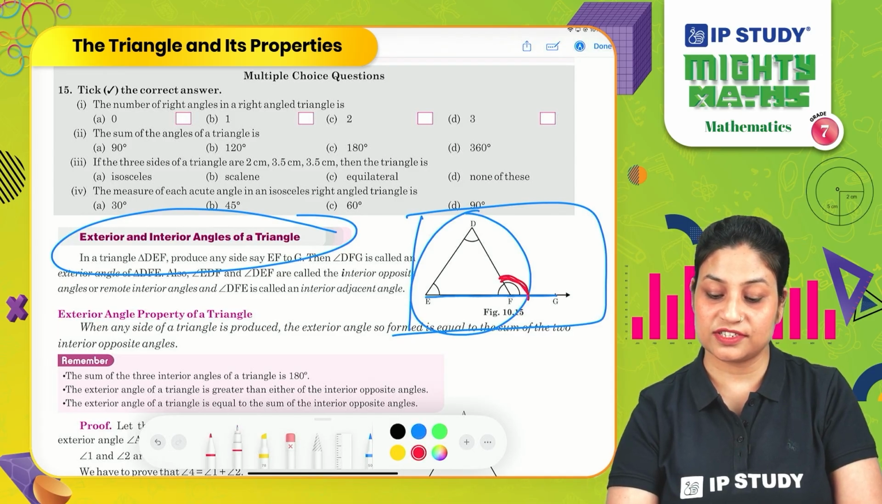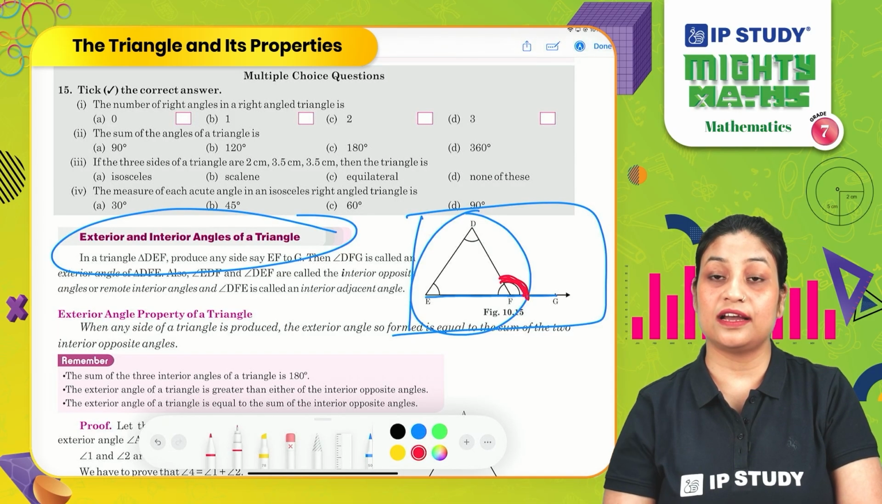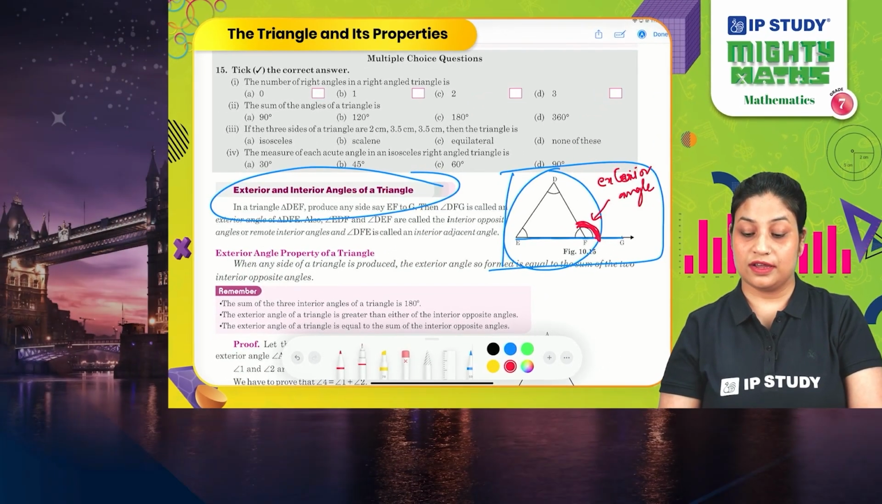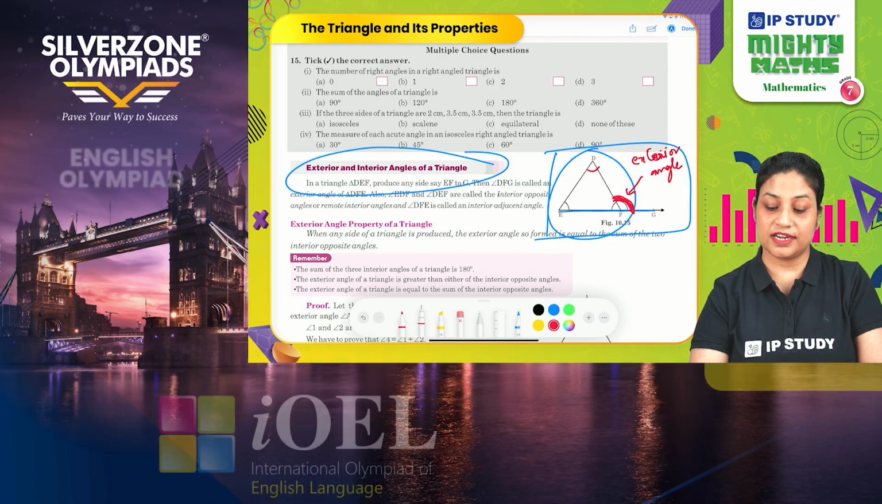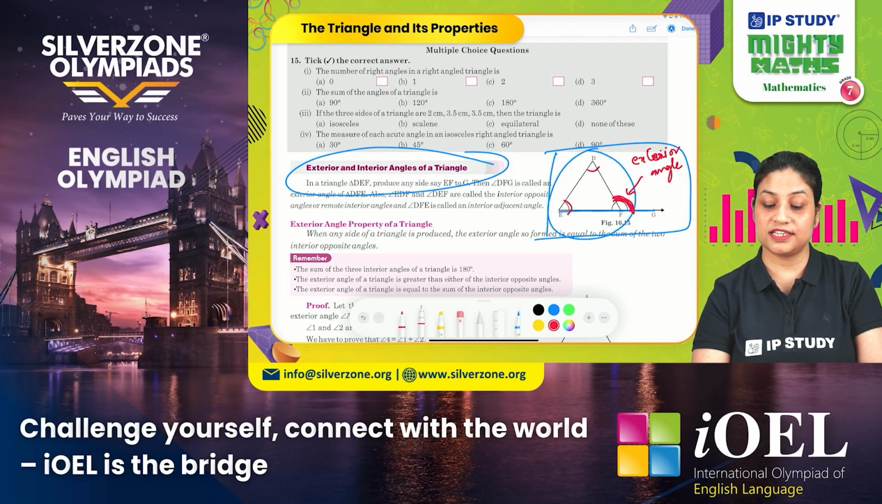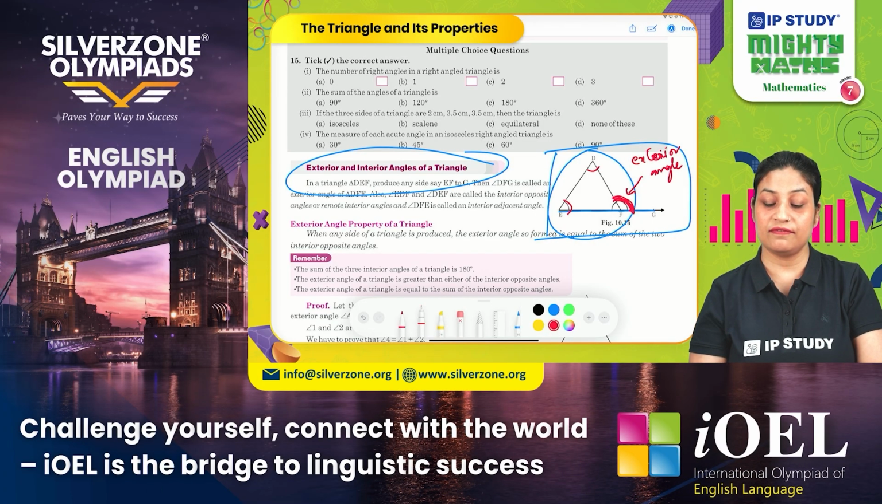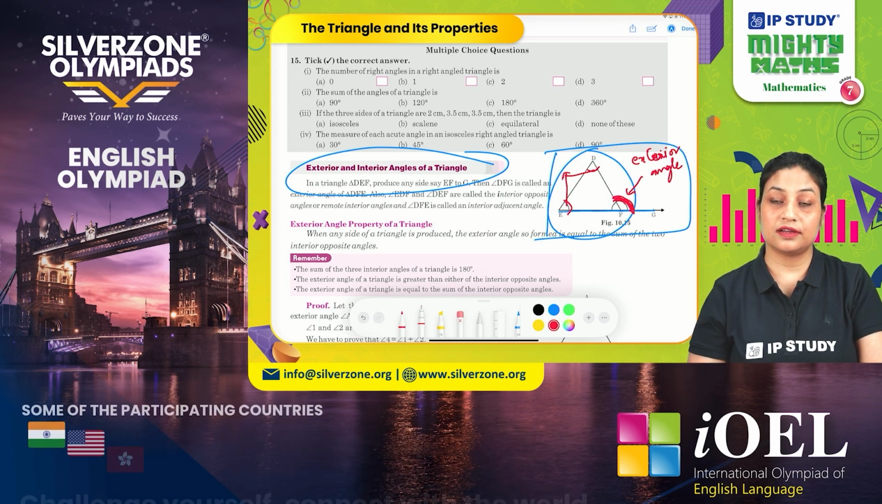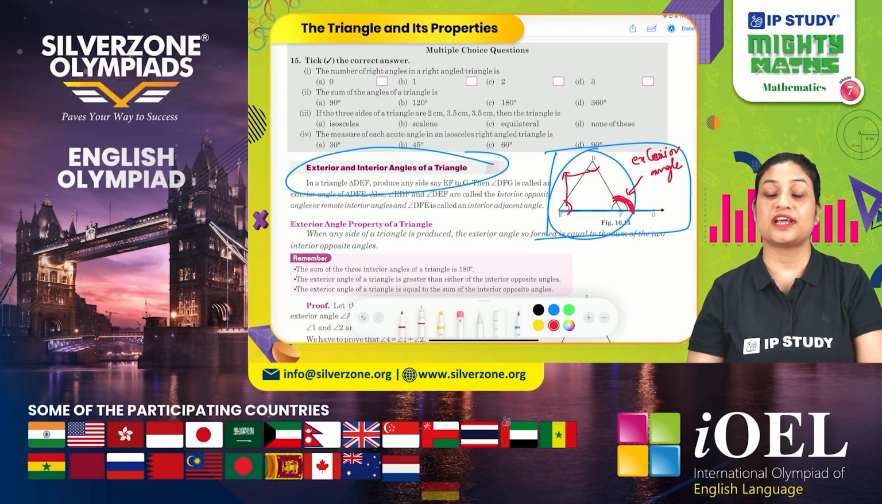Can you see this on the screen? This angle is called the exterior angle of this triangle, right? And these are interior angles. Since these are opposite to this exterior angle, we can call them interior opposite angles, right? These are interior opposite angles.